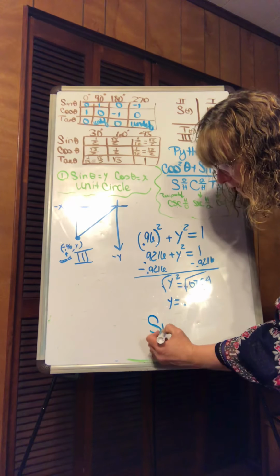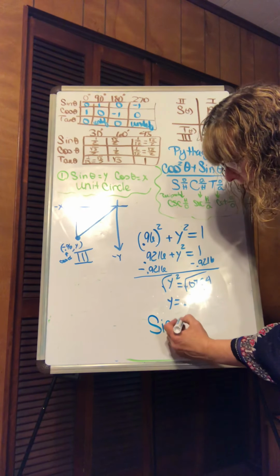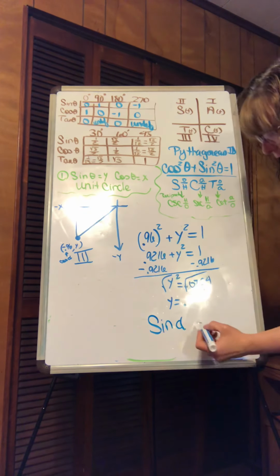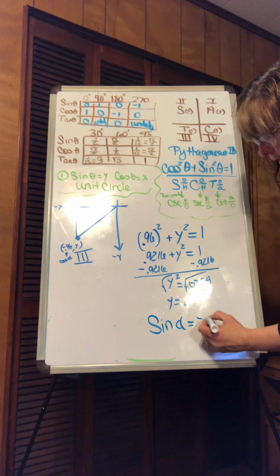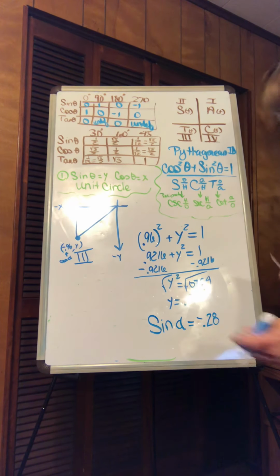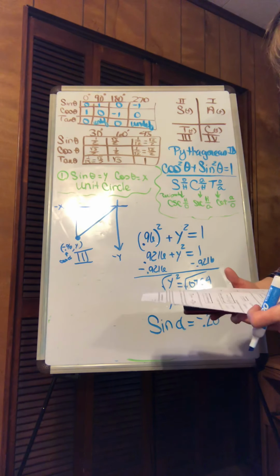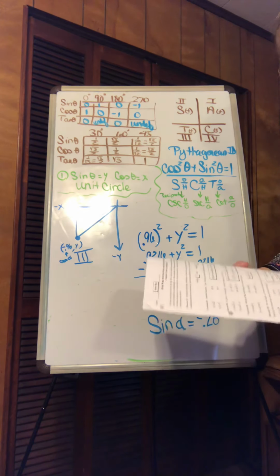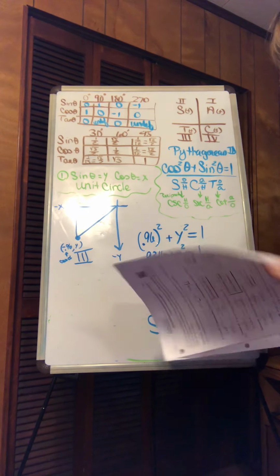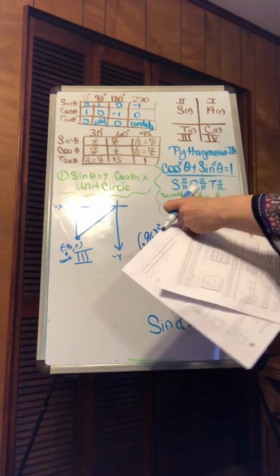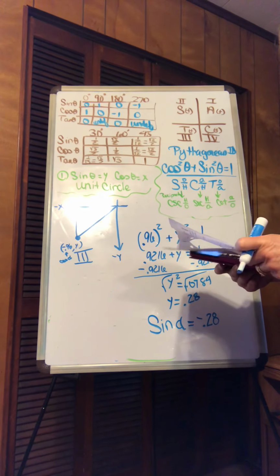So the sine of this angle in quadrant 3 would be negative 0.28. Since they gave me decimals, I'm going to keep the decimals, and that would now bring me to choice 2. Hopefully that felt comfortable to you. Let's take a look at the next page.